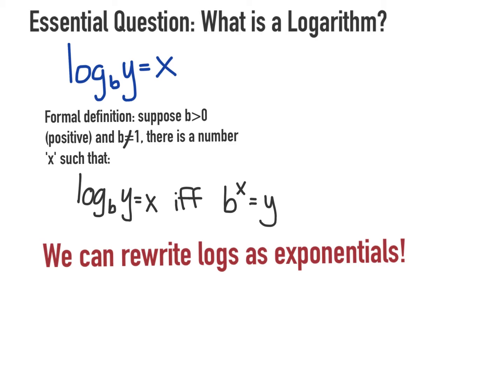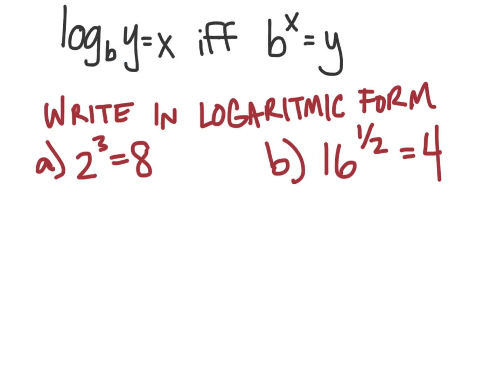So let's practice that. In our first example, we have 2 cubed equals 8. Notice 2 is the base of the exponent, and it's right in the same place as b. So this b becomes the base of the log. So this is log base 2. And then this x gets moved to the other side of the equal sign, and it's log base b of y equals x. So log base 2 of 8 equals 3.